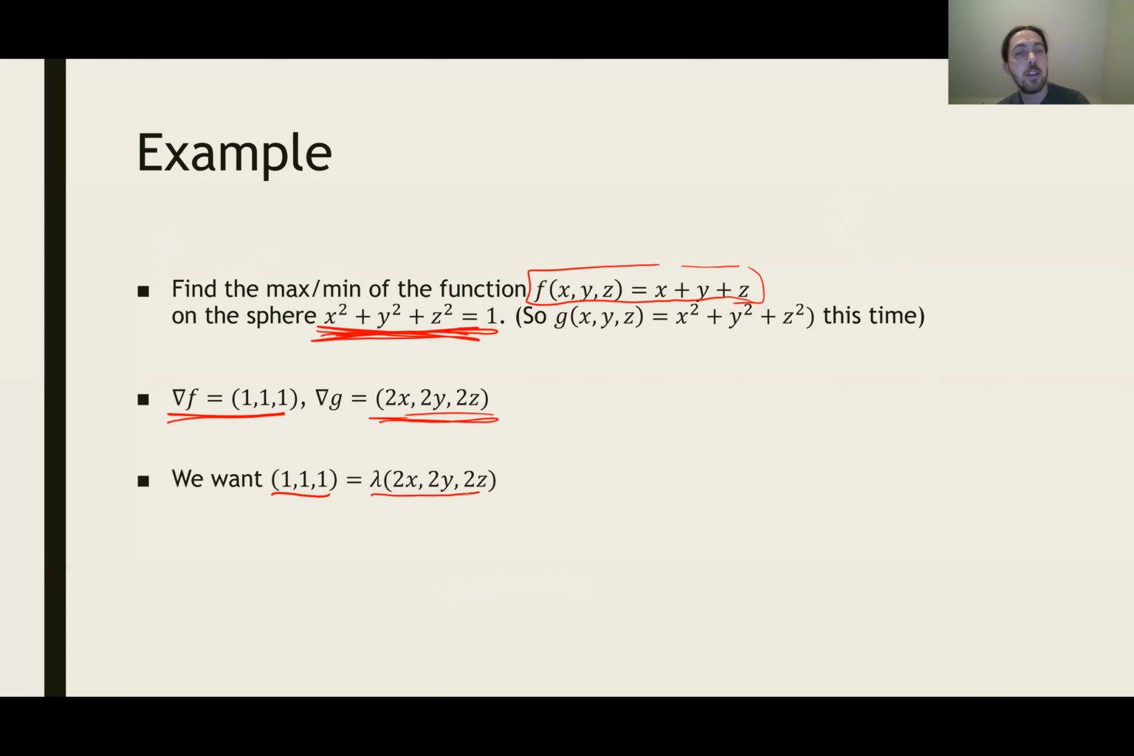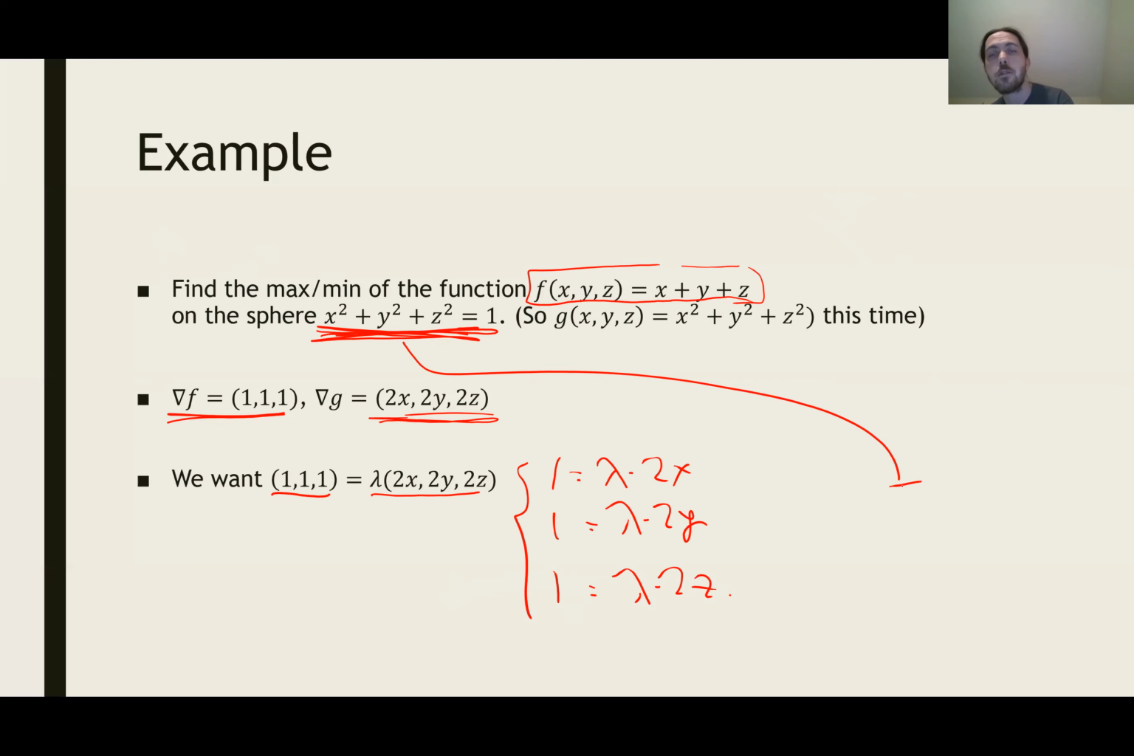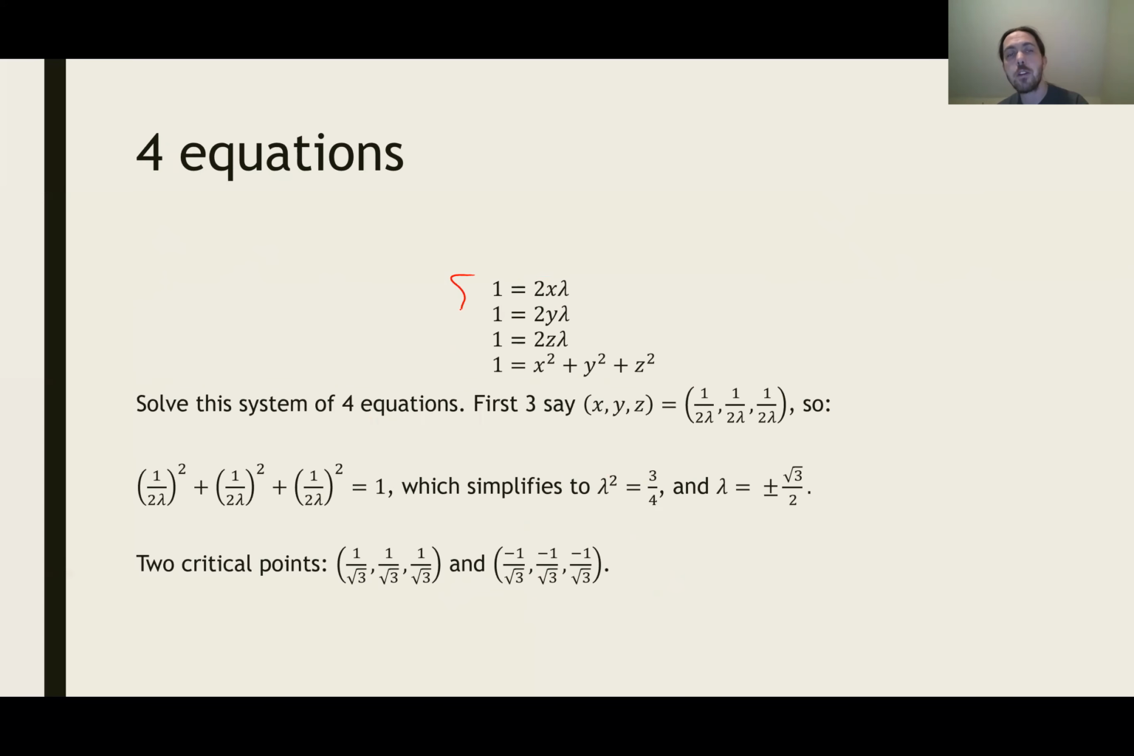And that breaks down into 3 separate equations. 1 is equal to lambda times 2x, 1 is equal to lambda times 2y, and 1 is equal to lambda times 2z. So 3 equations now in 4 unknowns, x, y, z, and this new variable lambda, but we've also got this constraint over here, x squared plus y squared plus z squared equals 1. Here are the 4 equations that we've written down, and we want to solve them.